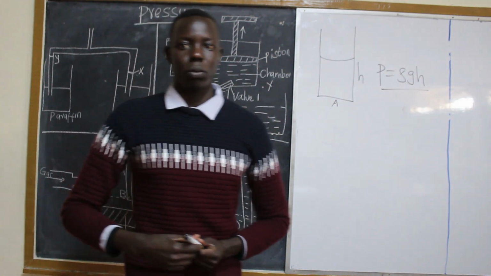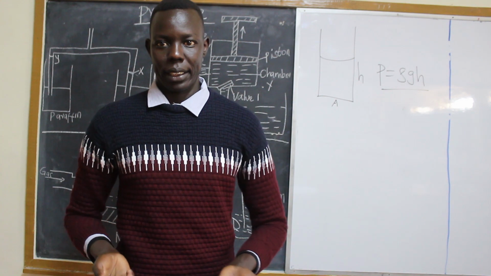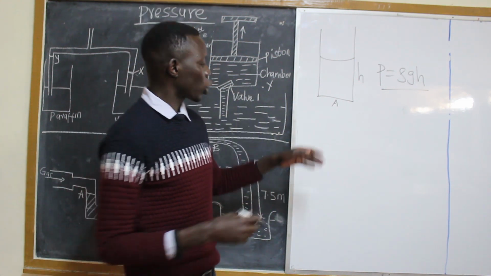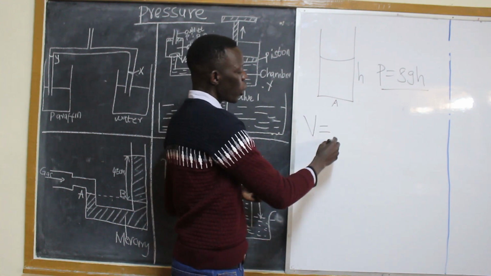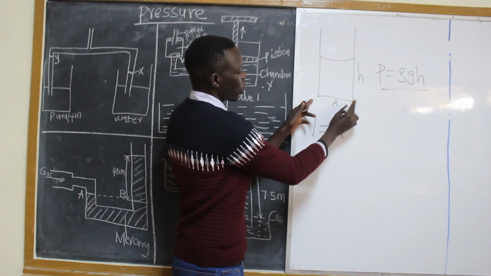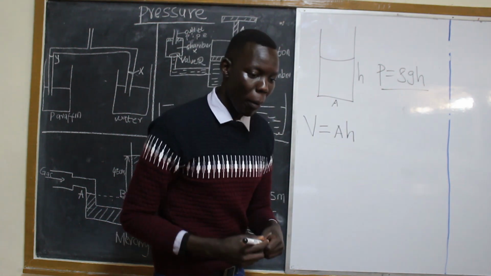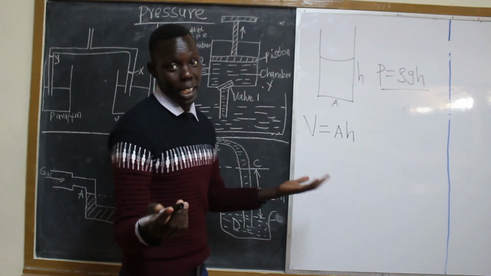It's a very common question to show that, that is, derive that. First of all, we start by getting the volume. Volume is A, the cross-section area, times the height, H. Volume of the liquid is AH. Is it liquid or water? They have just said liquid. Then of course any liquid can apply.